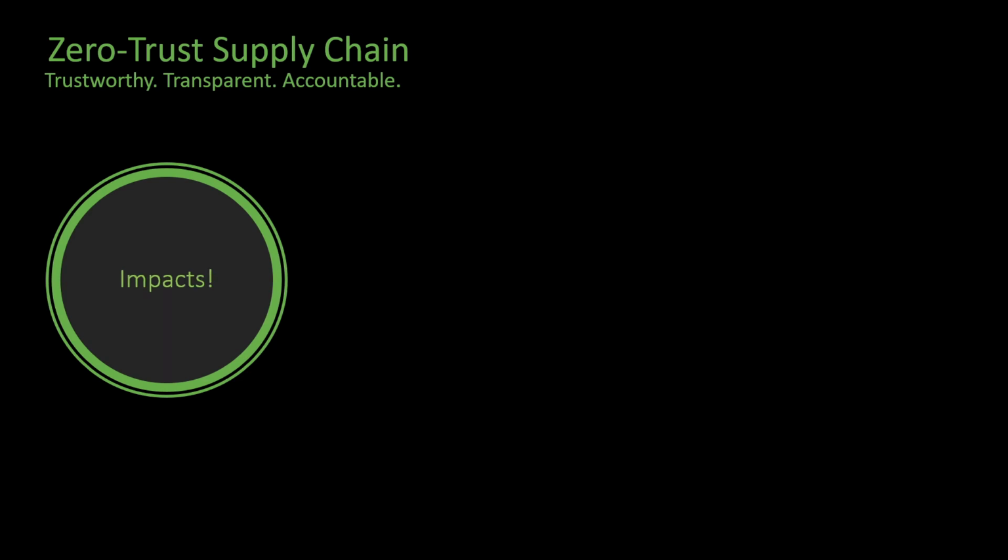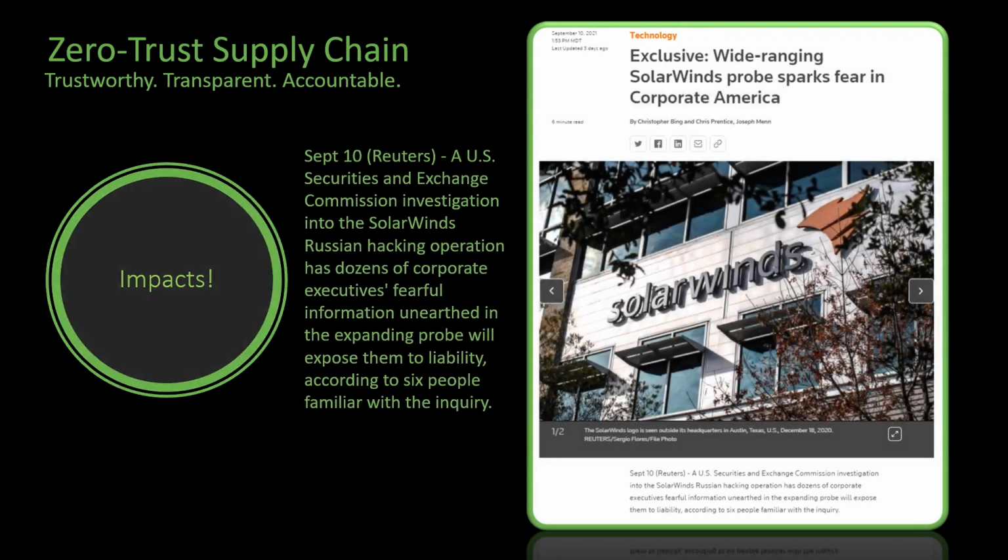So what are some of the impacts? Well, look at SolarWinds, for example. The Security Exchange Commission is investigating this hack, and corporate executives are fearful of information unearthed in this expanding probe will expose them to liability.